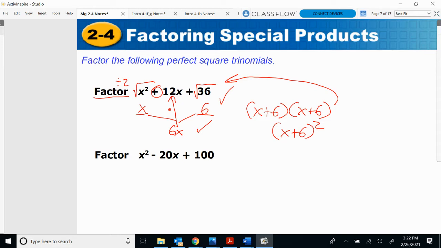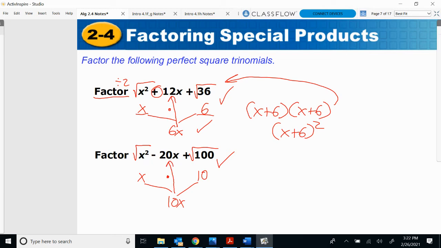All right, let's take a look at some other ones here. So we're going to take the square root of the first term and the last term. The first term is going to give us x. The last term over here, square root of 100, is going to be 10. Okay, there's our first check. Second, multiply them together. We're going to end up with 10x. And we want to make sure that that is exactly half of the middle term, and it is.